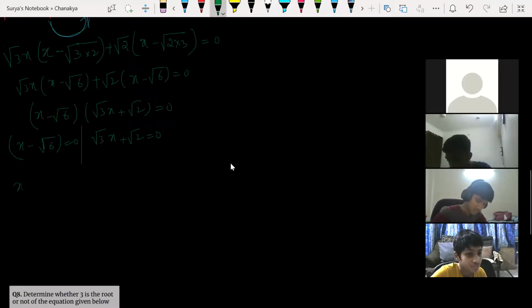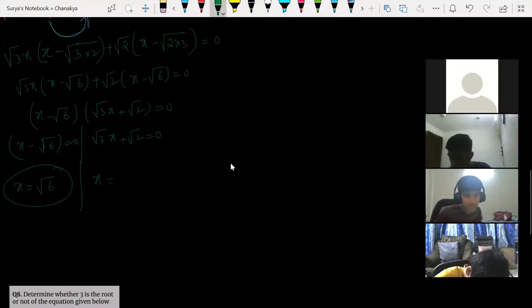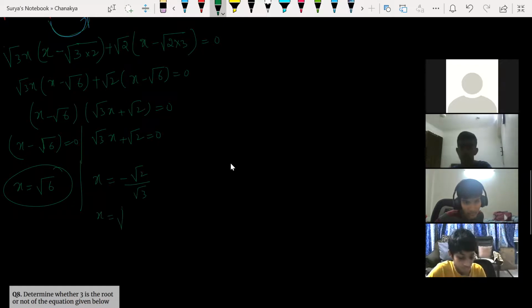Getting my point? So x is equal to root 6, or x is equal to minus root 2 by root 3. So this can be written as what? Minus root 2 by root 3, or this can be written as minus 2 by 3.